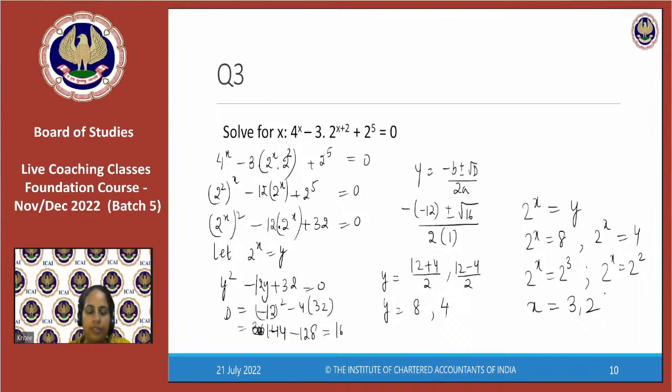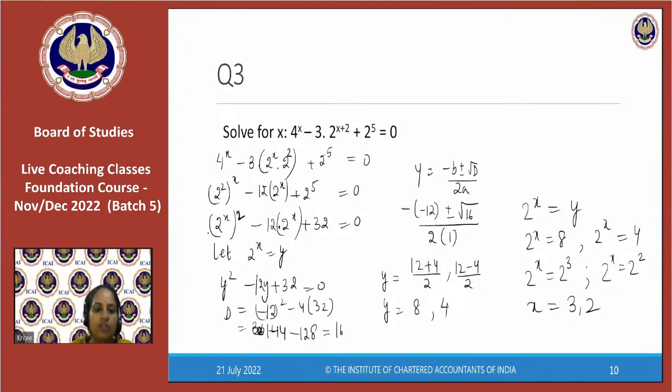Akul is asking, ma'am, why interchanging the values? That is why I'm replacing 2 raised to power x with y, to make it easier and convenient. That's the only thing. Okay, why the interchange of this part? So that it becomes a quadratic equation. We need power 2 above to make it a quadratic equation.